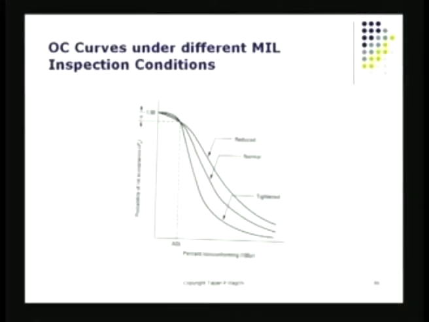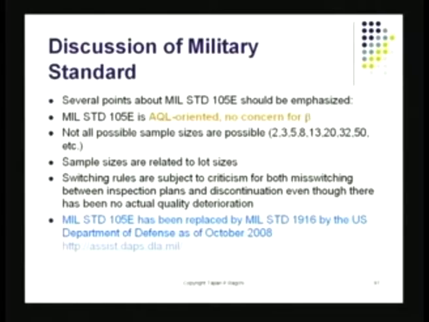MIL plans, by the way, have gone through some revisions, and it turns out in the latest version, in October 2008, look at this last blue line here, MIL-STD-105E has been replaced by MIL-STD-1916 by the US Department of Defense as of October 2008. And I've given you a particular link, and I don't want to click here because I'm not really sure if the network is connected. If the network were connected, we possibly could see what all plans they bring out. And they give you a completely different set of instructions and so on and so forth.